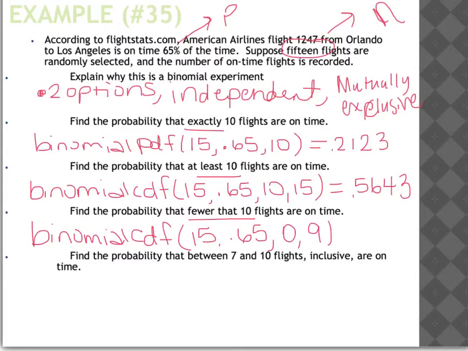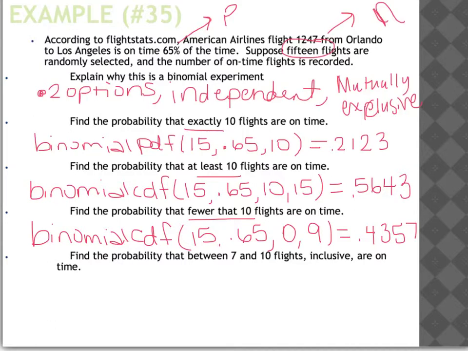Remember, you can't go below 0, because 0 is the lowest number. Can't have negative flights, and you can't go above 9, because fewer than 10, the next possible thing would be 9. You can't have decimals. So input that in your calculator, pause the video while you work, and then hit play to check and see if you are correct. Now the correct answer is 0.4357.